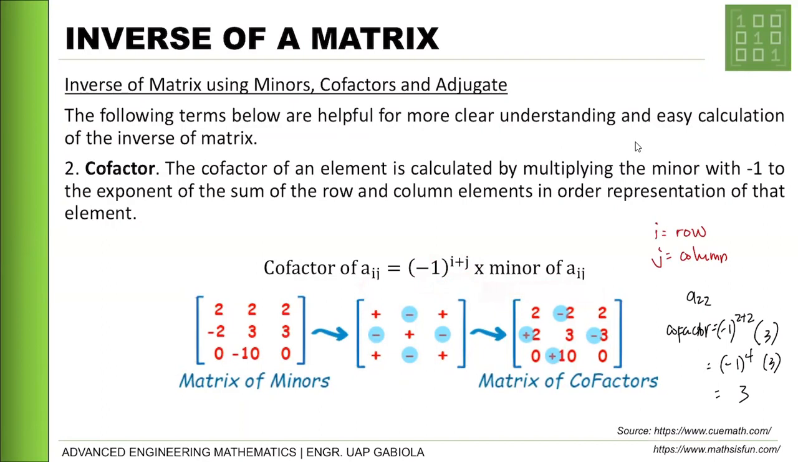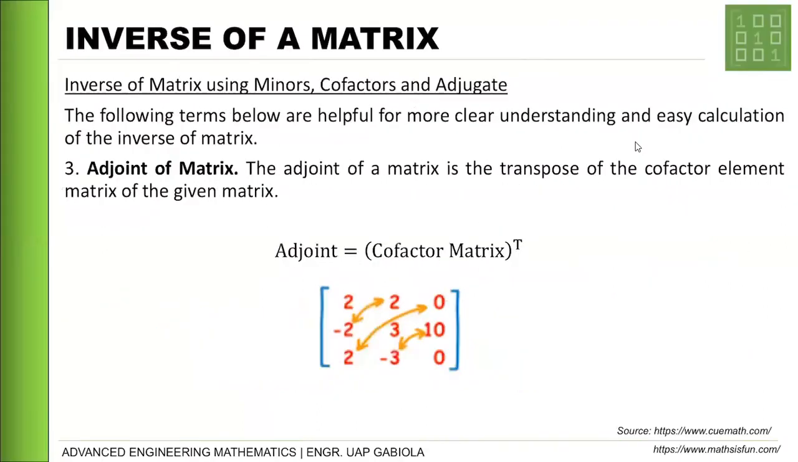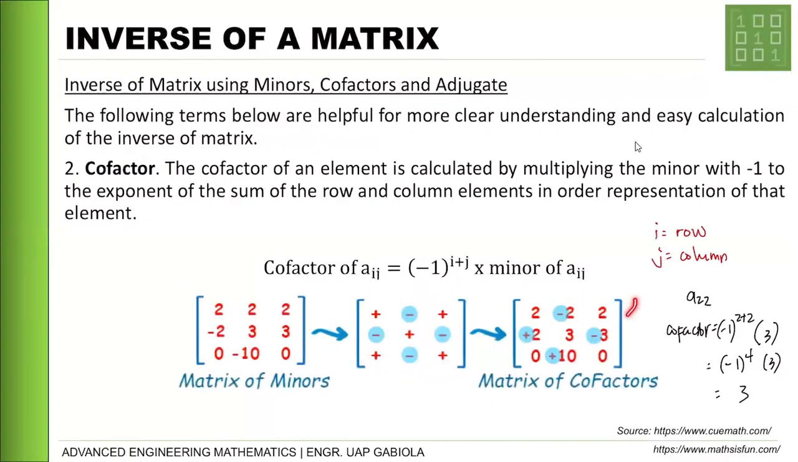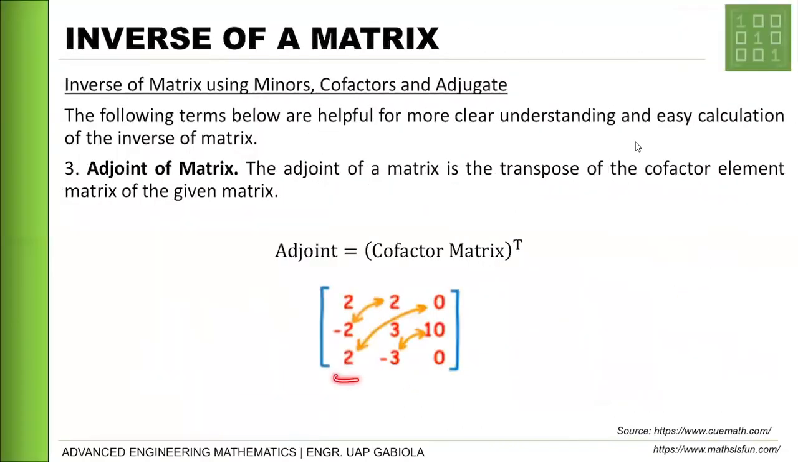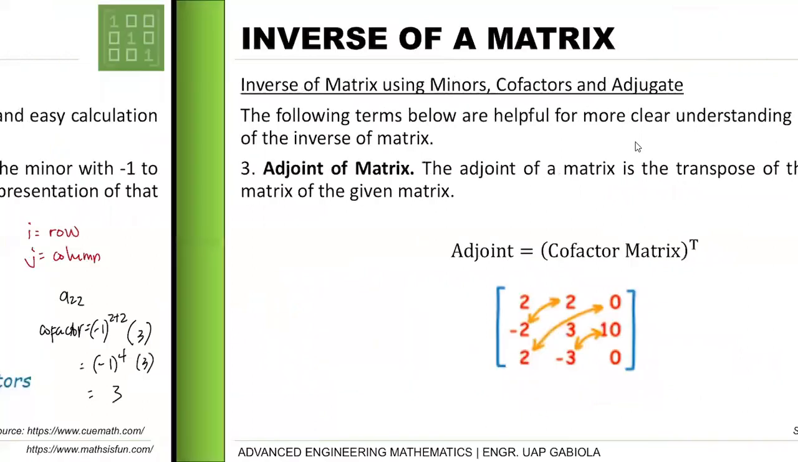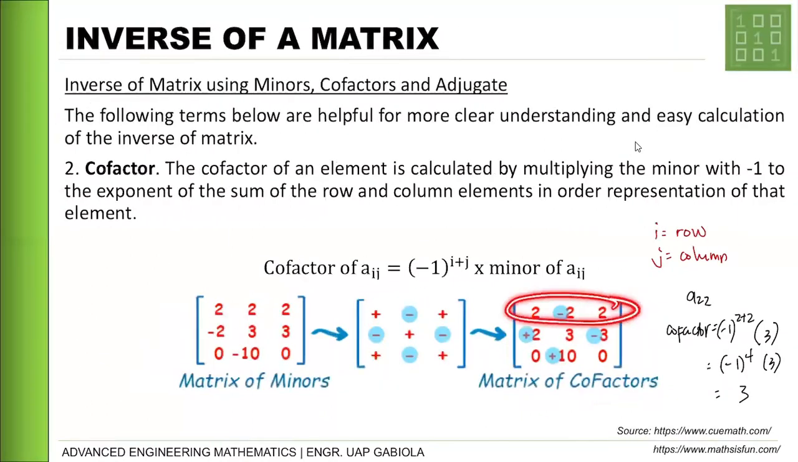Right? Next. Okay, si adjoint naman tayo, adjugate ang tawag, no? So, adjoint of a matrix is the transpose of the cofactor element matrix of the given matrix. So, ibig sabihin, kapag nakuha mo na itong matrix of cofactors mo, ita-transpose mo lang siya. Di ba na-discuss na natin yung transpose? Ibig sabihin, yung lahat ng dating naka-row, gagawin mo na ngayong column.